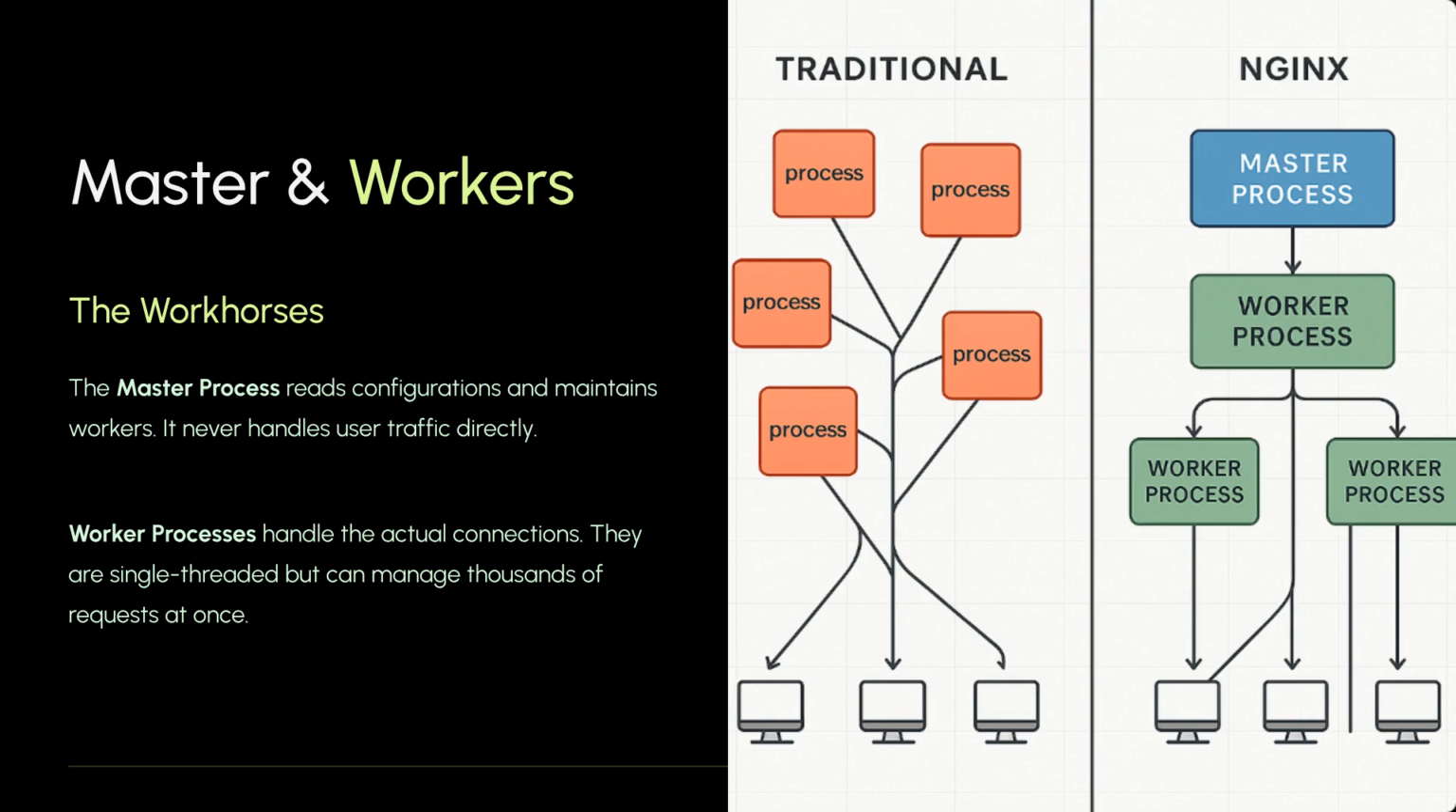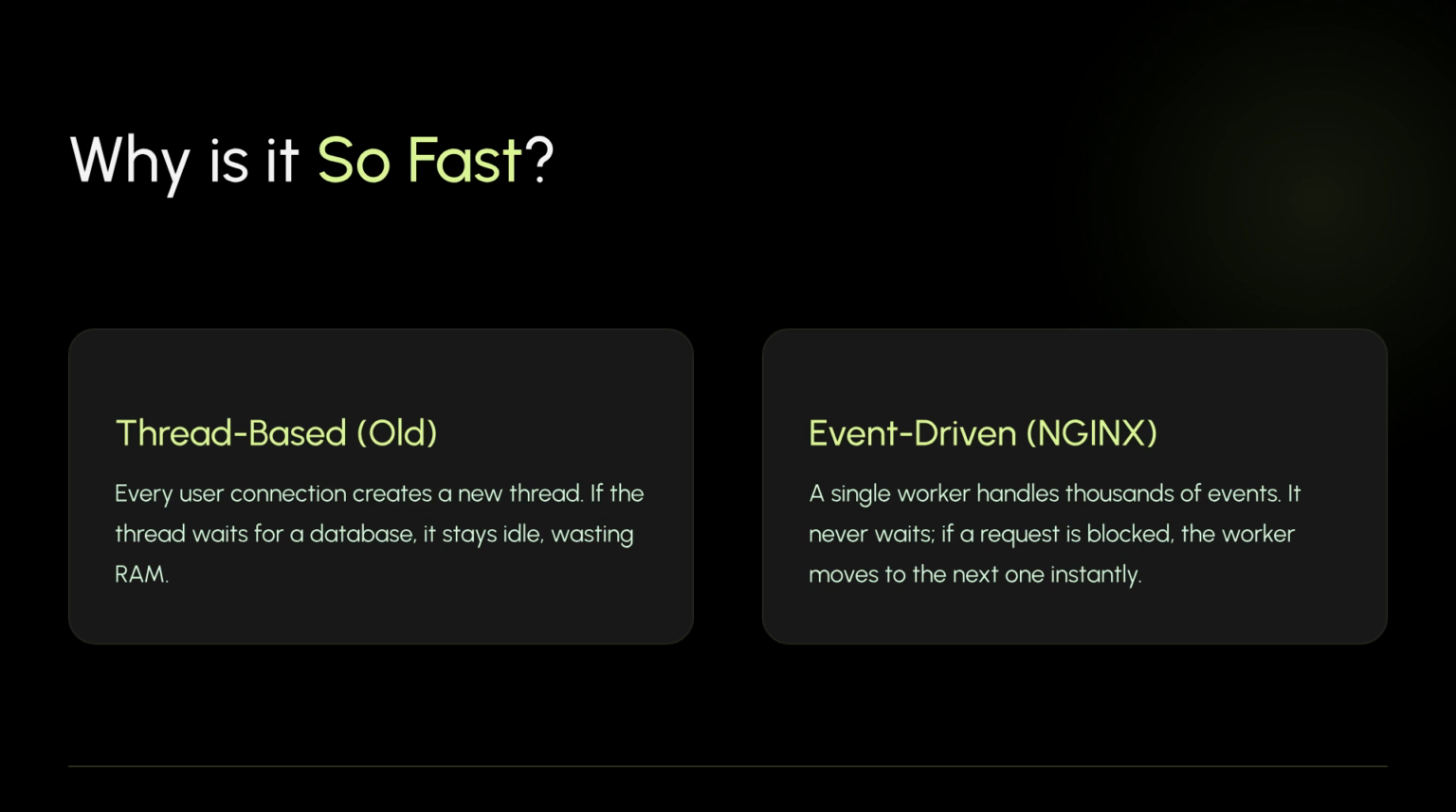And here's the crazy part. Each worker is single-threaded, yet it can handle thousands of connections simultaneously. How is that possible? The answer is event-driven architecture. Traditional servers create a new thread for every connection. When a request waits for a database response, that thread just sits there, doing nothing. Memory gets wasted, CPU resources get wasted, and scalability becomes difficult.